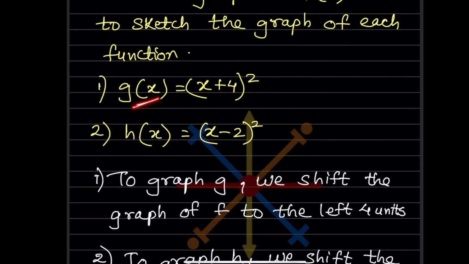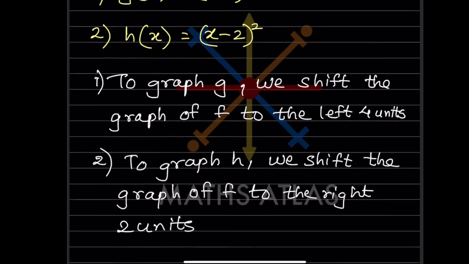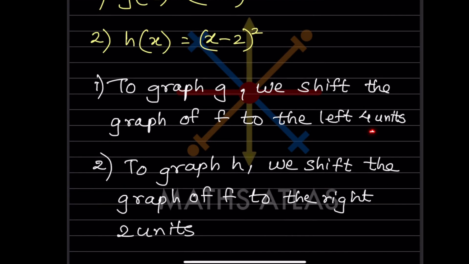So now g of x is x plus 4 whole squared, and h of x is x minus 2 whole squared. To graph g, we shift the graph of f to the left 4 units. And to graph h, we shift the graph of f to the right 2 units. If it is negative, this is going to be to the right 2 units.